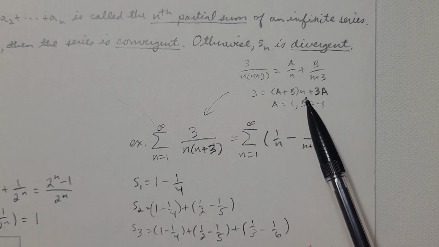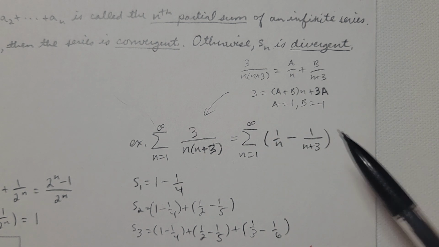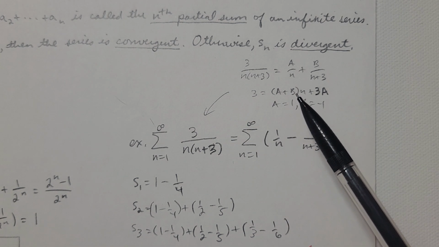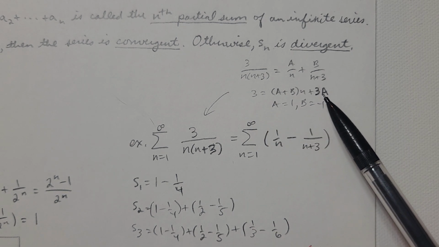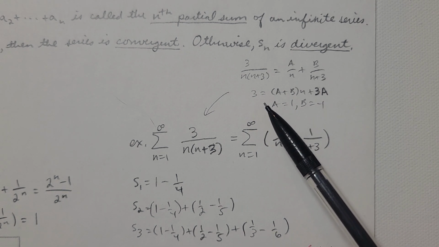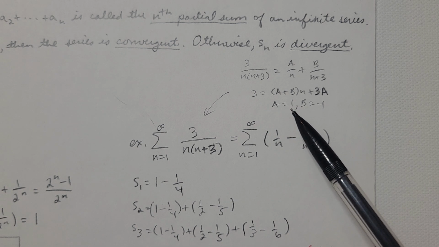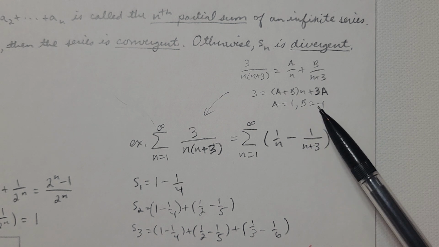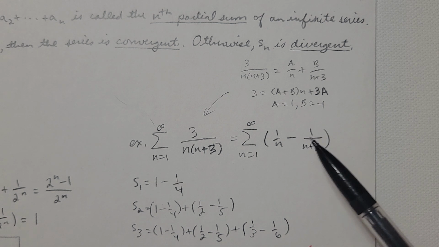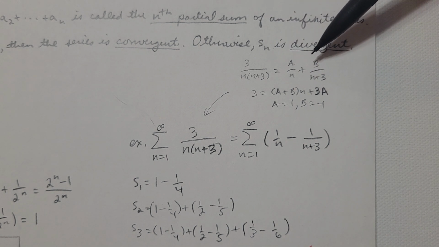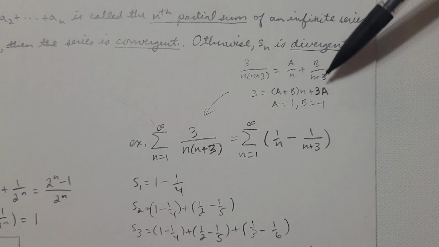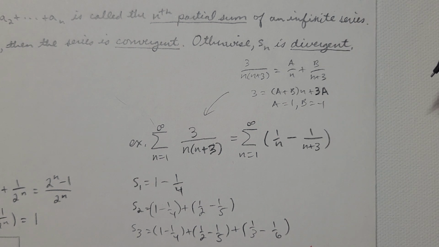Okay, so then I'm going to match the coefficients on both sides of this equation. I don't have any n terms on the left, right? So a plus b is equal to 0, and then 3a is equal to 3. Well, if 3a equals 3, then a is 1. And if a is 1 and a plus b is 0, then b would be negative 1. Okay, so in this form here, 3 divided by n times n plus 3, that's the same thing as 1 over n minus 1 over n plus 3.